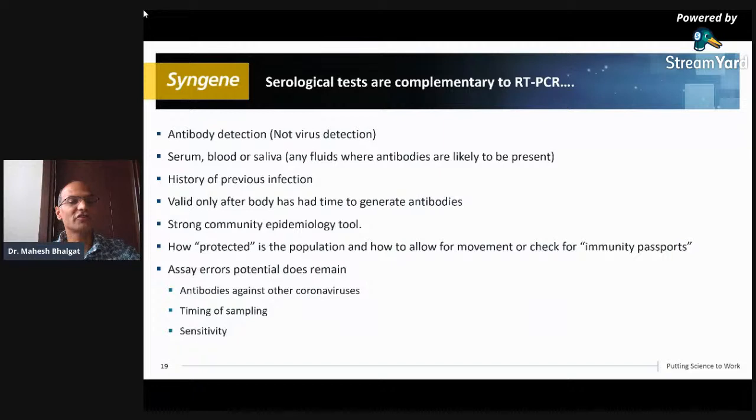It tells you about history of previous infection versus active infection, because active infection comes from the virus. Antibodies don't necessarily tell you about active infection. And it's only valid after the body has actually had time to generate antibodies, which means somebody may have been exposed to the virus but has not yet had the time to generate antibodies. Remember the curve that I've shown you before, where the antibodies take some time to be developed, especially with the IgM forming first and the IgGs coming later.